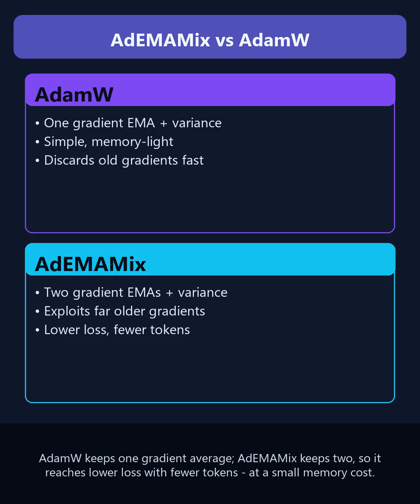So how does this compare to plain Adam, or AdamW? AdamW keeps one gradient average and one variance term, which is simple and memory light but discards old gradients quickly. AdEMAMix keeps two gradient averages plus the variance, so it exploits far older gradients, converges to lower loss, and needs fewer tokens to get there. The price is one extra momentum buffer and two new knobs to tune.